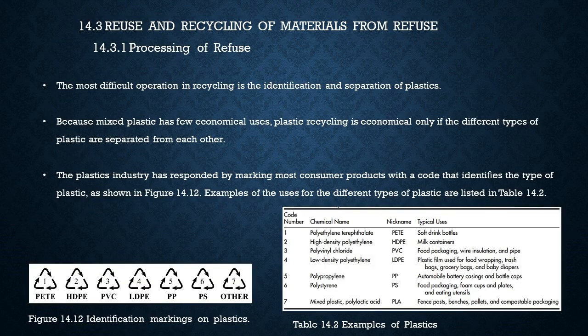The most difficult operation in recycling is the identification and separation of plastics. Because mixed plastic has few economical uses, plastic recycling is economical only if the different types of plastic are separated from each other. The plastics industry has responded by marking most consumer products with a code that identifies the type of plastic, as shown in Figure 14.12. Examples of the uses for the different types of plastic are listed in Table 14.2.